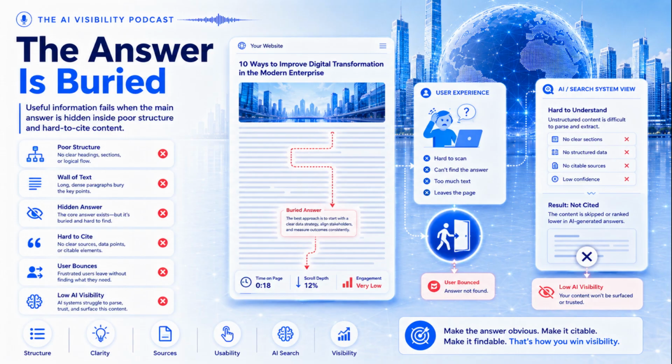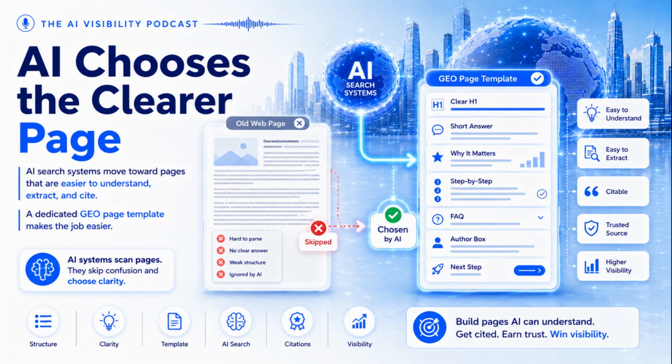Exactly. A page might look visually stunning, but if it hides the main answer inside a massive wall of text or fails to provide strong, easily citable source material, the user bounces. And more importantly, for today's landscape, the AI search system just moves on to a page that makes its job easier. Right? Precisely. And Schneppat's solution to this is a dedicated GEO page template.